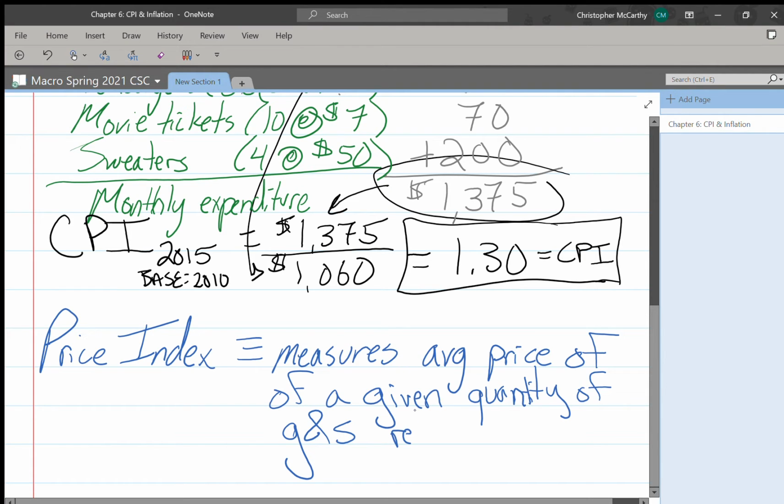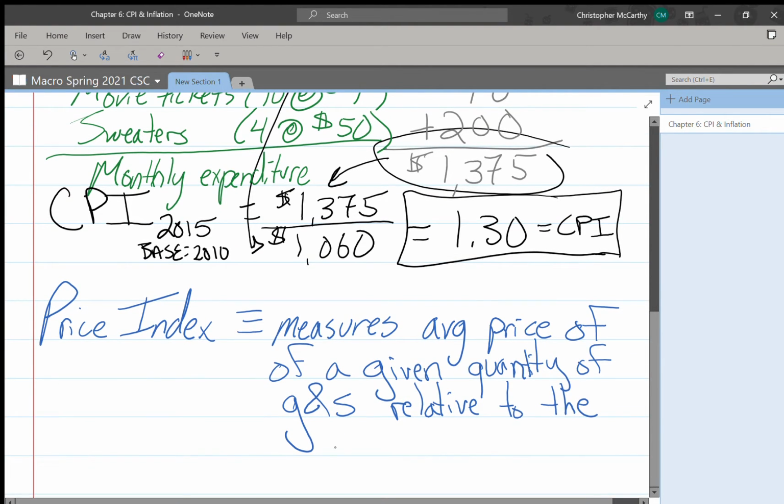Relative to the same goods and services in a base year. Right, and that base year, for our purposes, is going to be 2010, just by default.